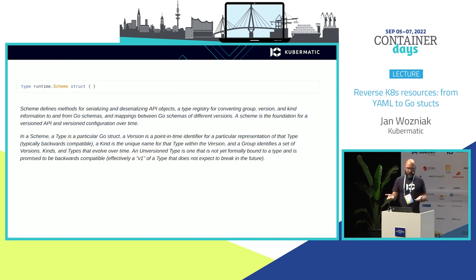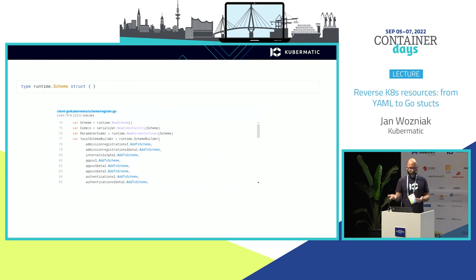What is runtime schema? Schema is essentially a map, group version kind, to the runtime objects, and you can build your own schema from scratch, but there is also client-go where they pre-build the schema for you, and you can use that one for all the core resources that are packed within Kubernetes. For CRDs, or your additional way of extending the API, you need to add them manually to the schema.